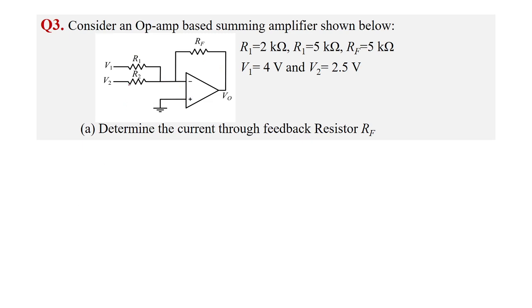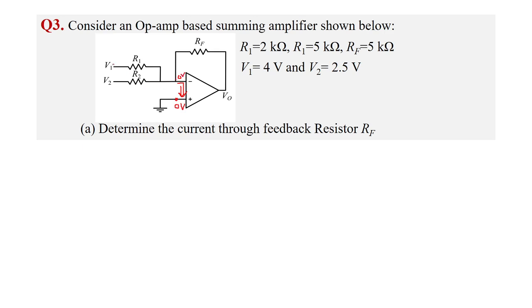How do we find the current through R1 and the current through R2? As we mentioned earlier, the input resistance is very high, which means there is no current from the inverting to the non-inverting terminal, so whatever is the voltage here, that is the voltage here. This is 0 volt since it's ground, so the voltage here will be 0, right?